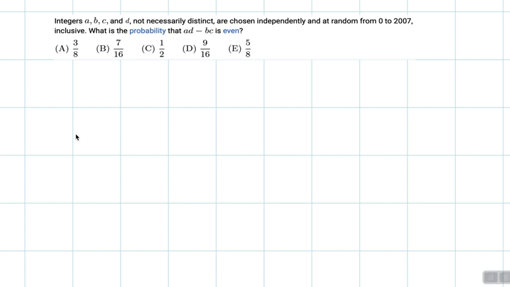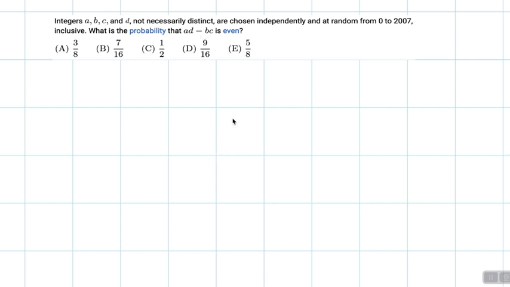Integers a, b, c, and d, not necessarily distinct, are chosen independently and at random from 0 to 2007 inclusive. What is the probability that AD minus BC is even? There are two general scenarios when AD minus BC is going to be even.